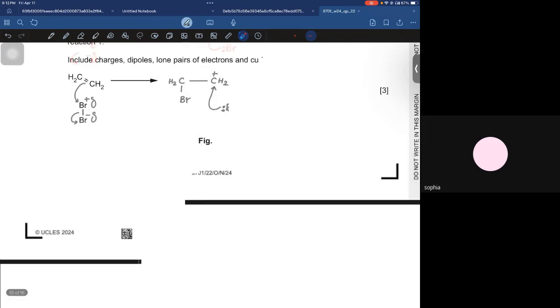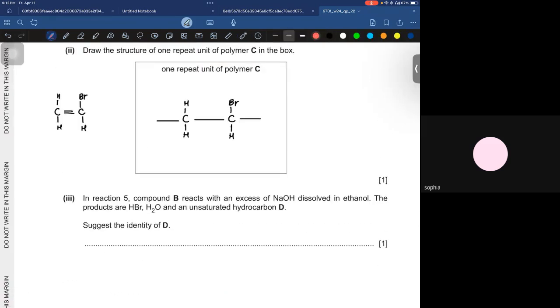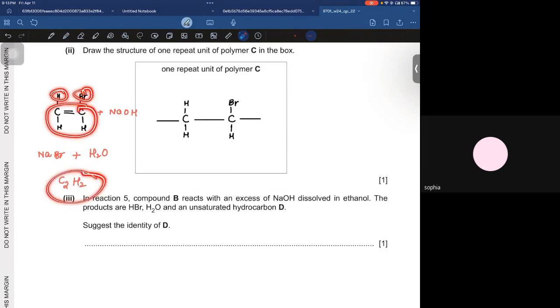So let me tell you in this structure. If you react this with sodium hydroxide and ethanol, NaBr and H2O would be formed. The remaining product, removed from this, would be C2H2. That's your D. This is simply C2H2.